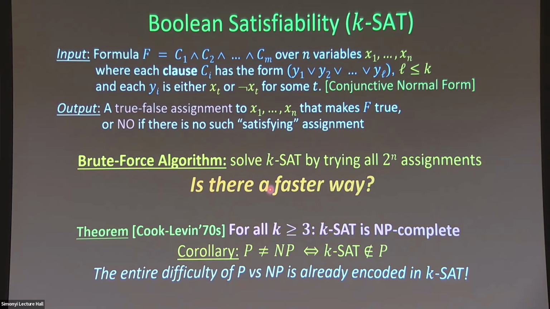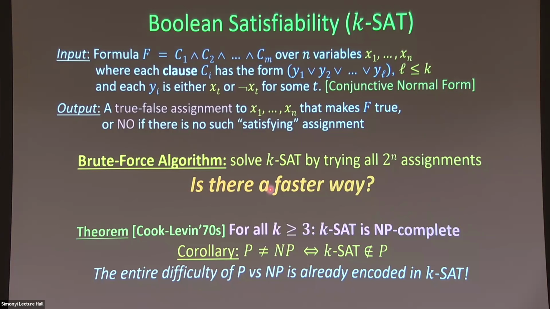Is it easy to see that if you have it for k equals 3, you have it for k equals 4 also? Yes, there's a way to encode 4-SAT in terms of 3-SAT by introducing new variables. Yes.